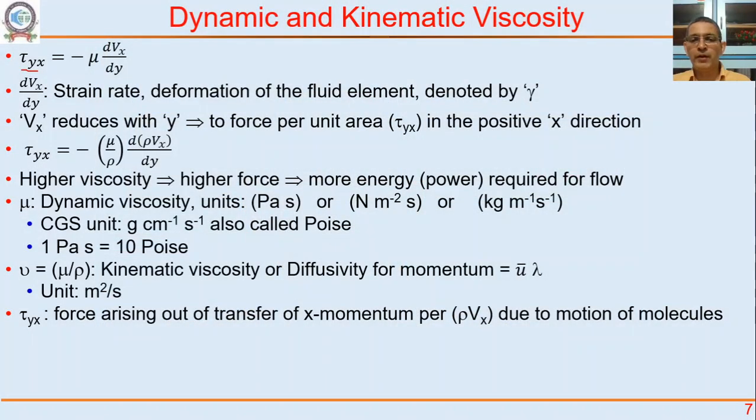Okay, let's go forward now. So this dVx by dy is the strain rate or deformation. It is denoted by a symbol gamma, or sometimes gamma dot because it is called the strain rate.